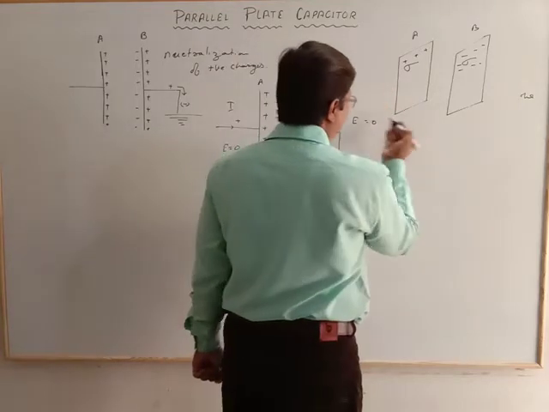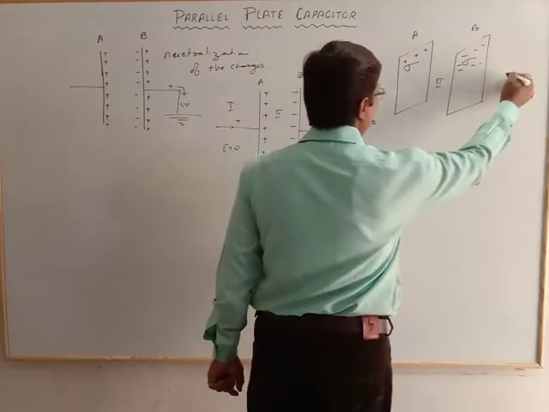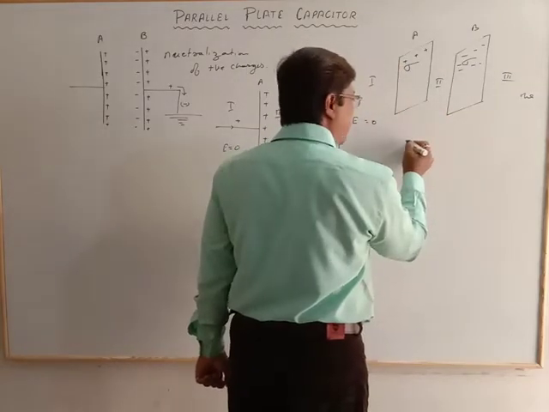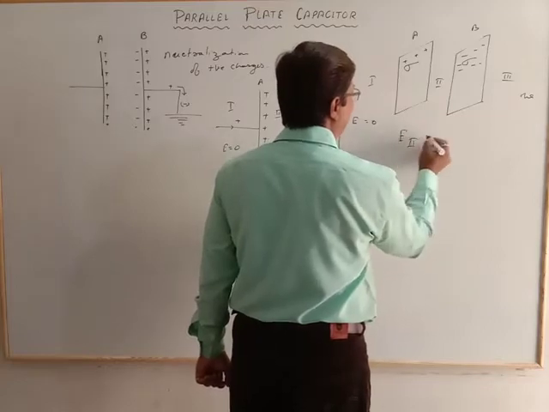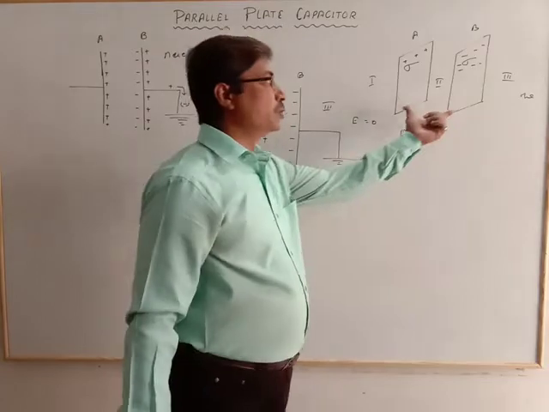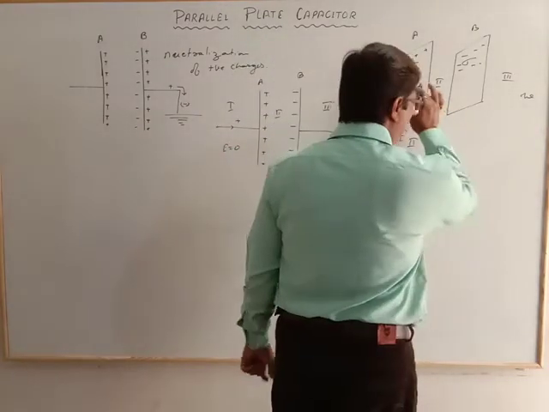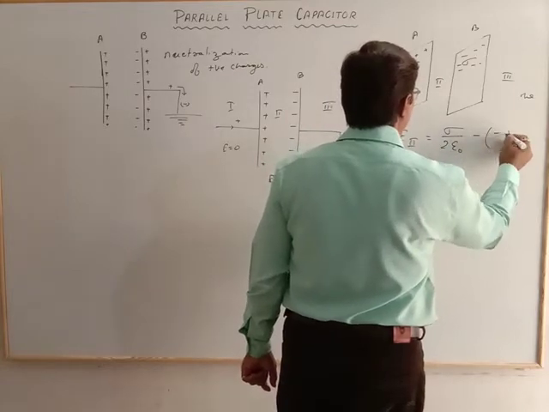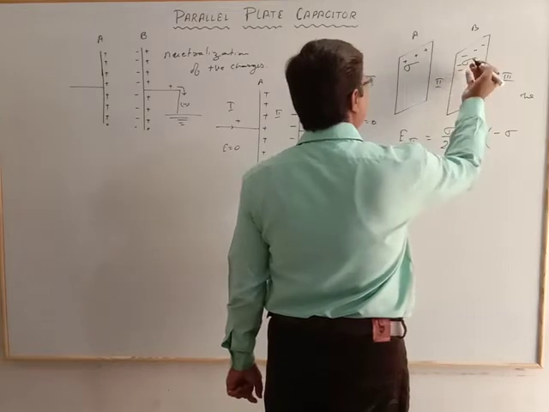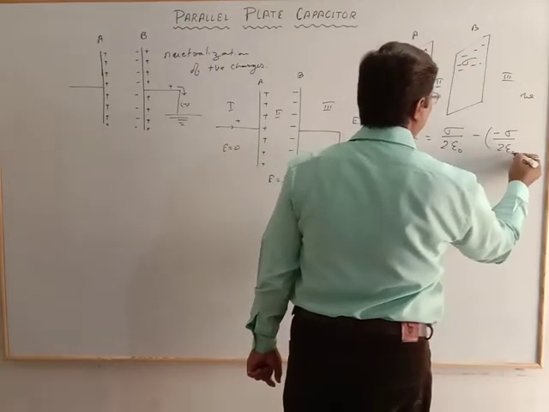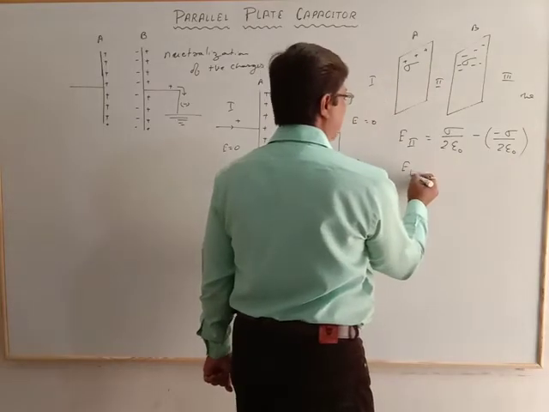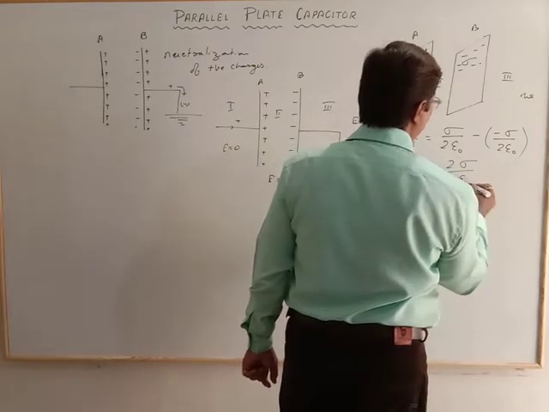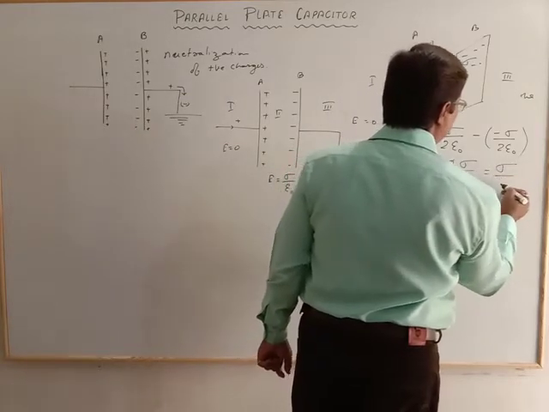Let's suppose the first region is here, second region is here, and third region is here. In between these two, the electric field in the second region, means the electric field between the two plates A and B, is sigma by 2 epsilon naught minus the negative of the density by 2 epsilon naught. So in that case we write, in the middle, it equals twice of sigma by 2 epsilon naught. So the 2 cancels, and the value becomes sigma by epsilon naught.